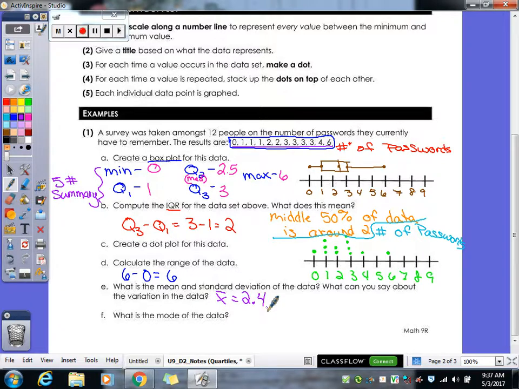And then our standard deviation, we have to remember, is this a sample or is that the full population? Sample, so we've got to use the Sx. So we'll go to the nearest tenth again. 1.6. So then what can you say about the variation in this data since it has a standard deviation of 1.6? It's closer together. It's not a lot of variability.